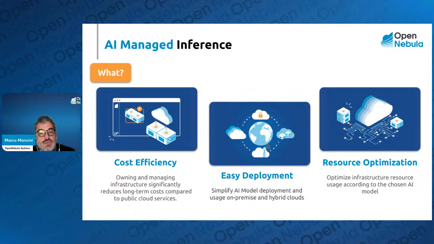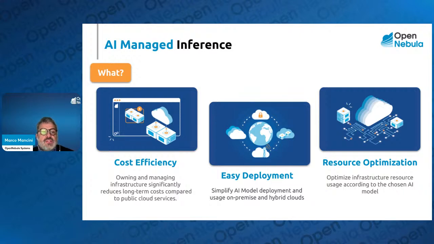The other point is resource optimization. As I said, if we focus just on managed inference, one important thing is that maybe we don't need one dedicated GPU for just one model, but we need to share this GPU across different inference models that are used, for example, for different tasks or for different teams or different processes.